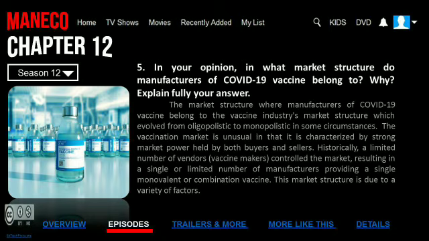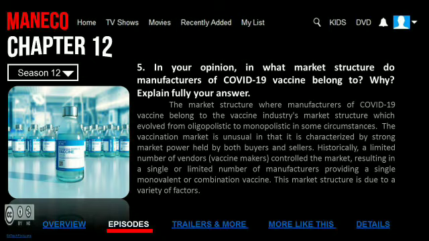5. In your opinion, in what market structure do manufacturers of COVID-19 vaccine belong to? Why? Explain fully your answer. So, the market structure that I think the COVID vaccines belong to is that the vaccine industry is a market structure which evolved from oligopolistic to monopolistic in some circumstances.